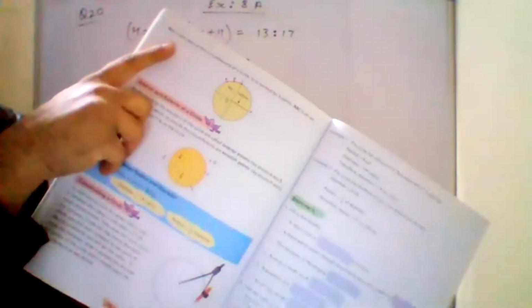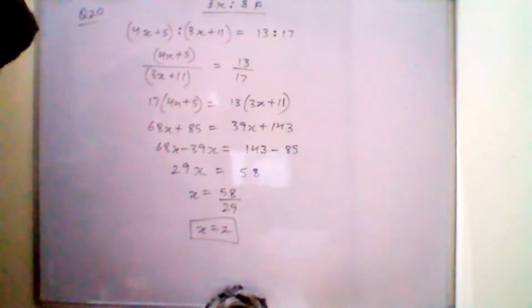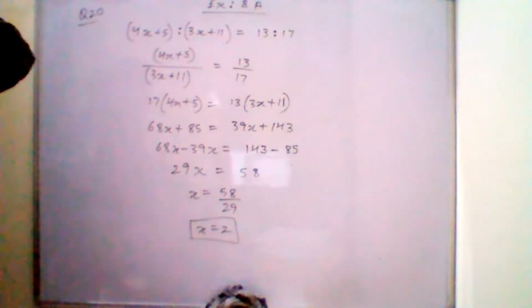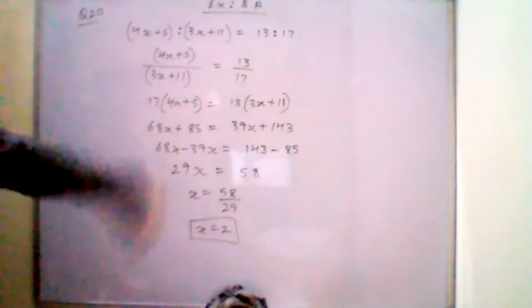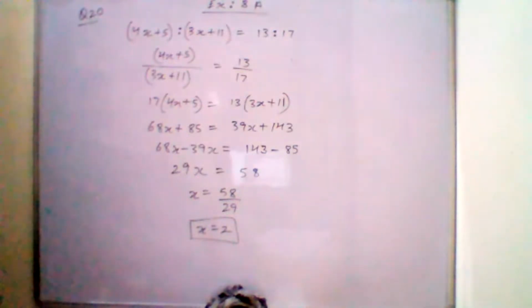In parts of a circle, there are some definitions given. Circumference, diameter, radius, and chord. All the definitions you have to note down. And then you will have to draw these figures also. These two figures, this and this. These two figures also you will draw in your notebook.